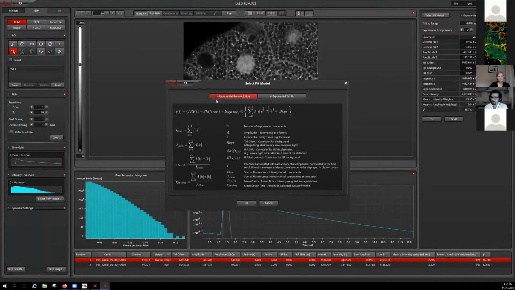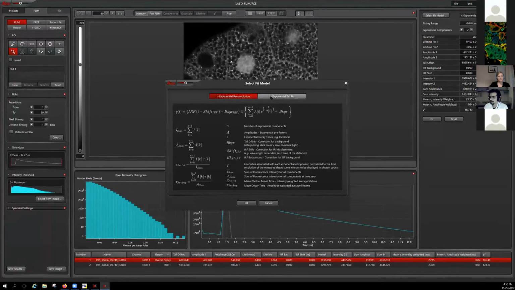So the N exponential reconvolution is that the measured decay curve we acquire is actually a convolution of the instrument response function with the sum of all the decay curves that we have for every single lifetime component.